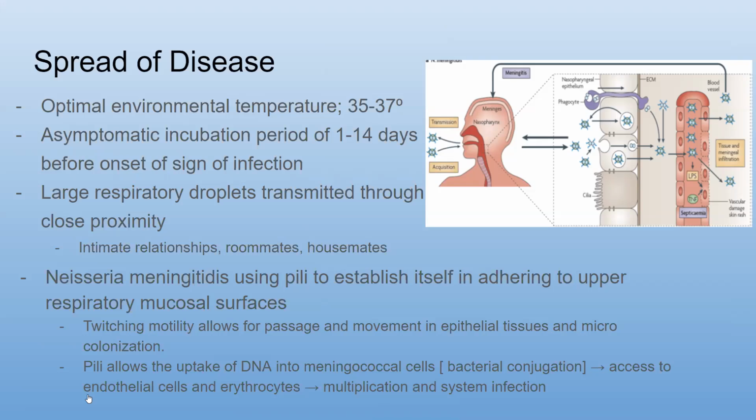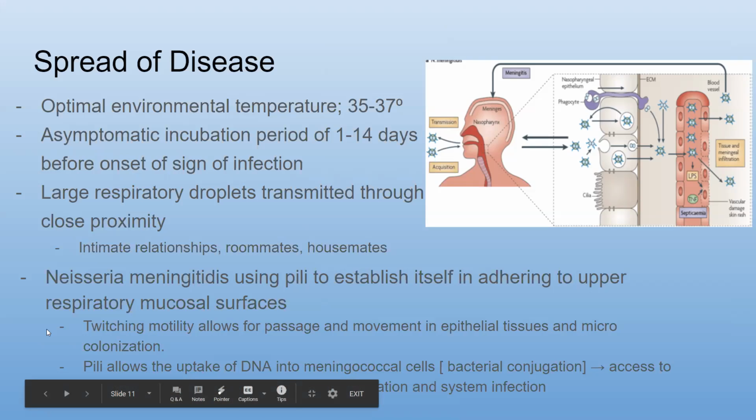As the process is occurring, the evenly spaced pili of the pathogen allow for the uptake of DNA into meningococcal cells and perform bacterial conjugation. This gives access to endothelial cells and erythrocytes, in turn allowing for multiplication of the bacteria in a systemic infection. The infiltration of the pathogen into the red blood cell is also pictured.